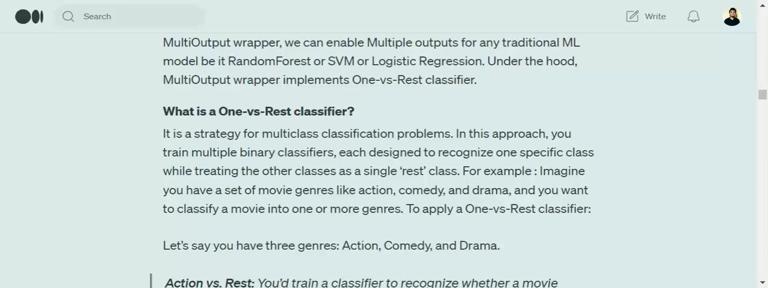So hi everyone, today we will, very briefly, try to understand what one versus rest classification is in machine learning. It's one of the strategies used for multi-class and multi-label classification problems. So what does one versus rest do?